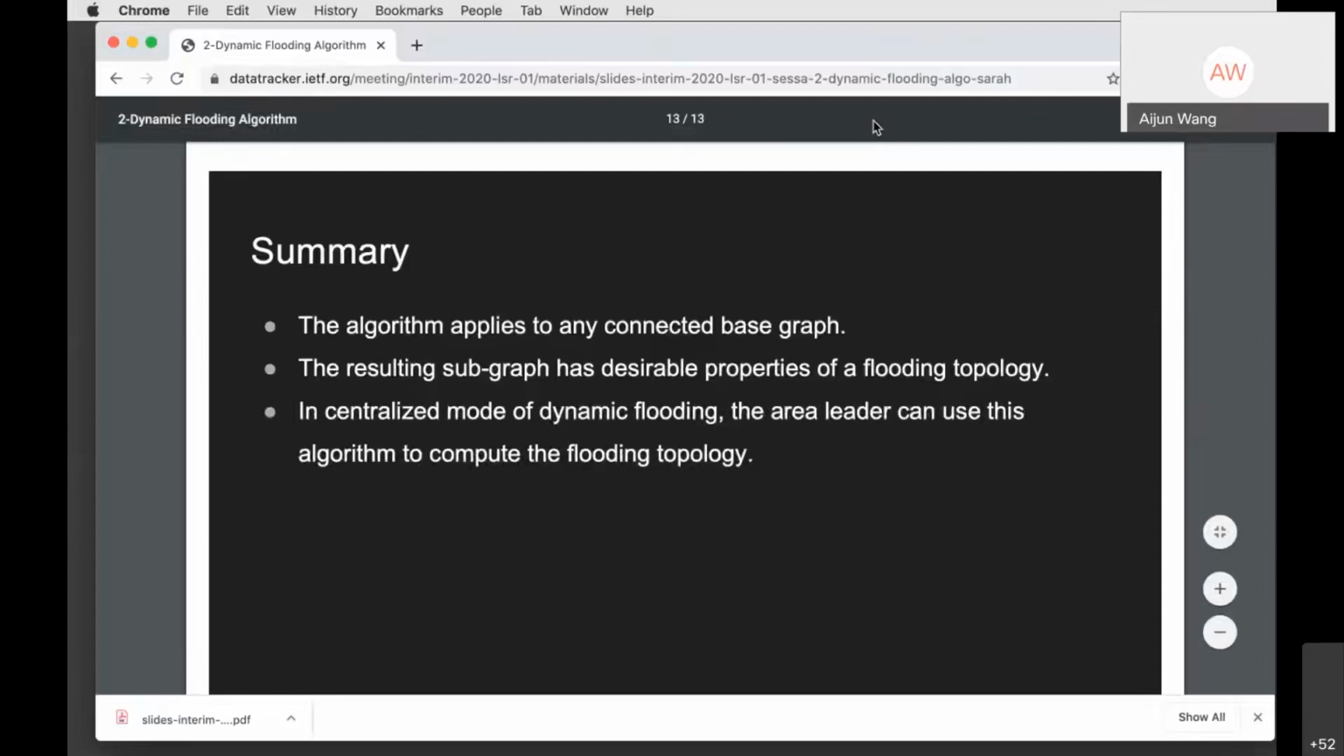Yeah, that's a good question. We focus on the centralized mode. If you want to use the algorithm for the distributed mode, then you need to make sure that the order of the nodes and the edges are all the same on all the nodes. So the resulting subgraph will be the same. But we didn't address that. Okay. Thanks, Sarah. Thank you.